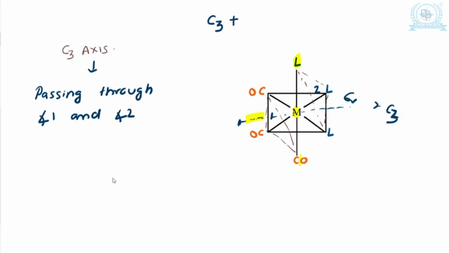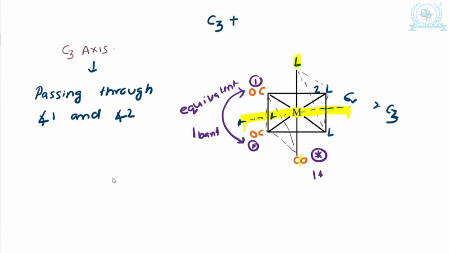ठीक है? This sigma V plane, अगर यहाँ पे एक sigma V plane आपको दिखेंगे, then you can easily find out that this CO, they will turn out to be equivalent to each other. They're reflecting each other and they will turn out to be equivalent. And this is the different one. So because of this 1 and 2, you will be getting one band, and because of this, you will be getting the other band.